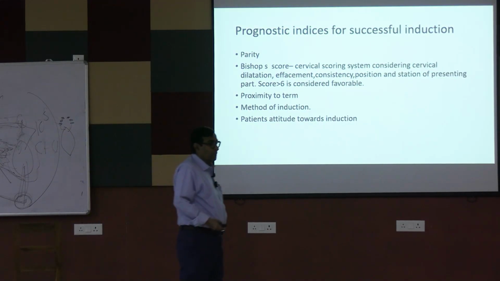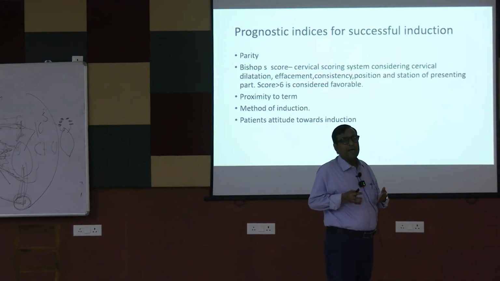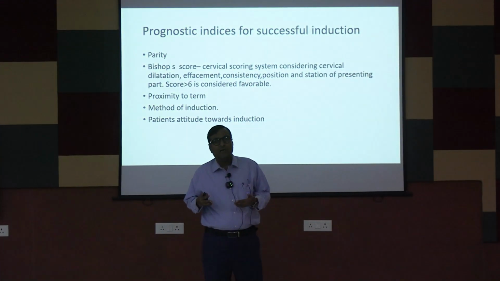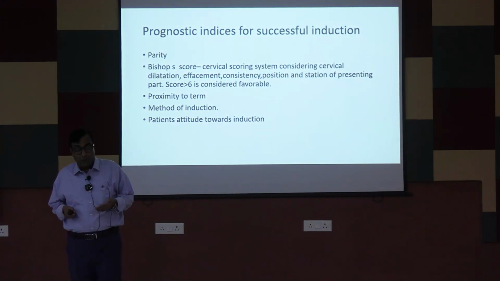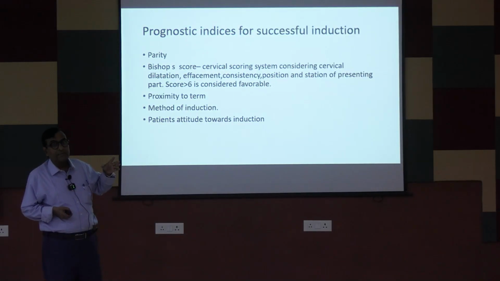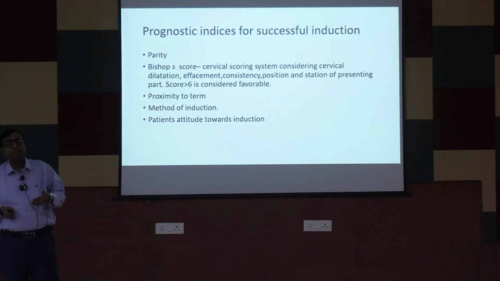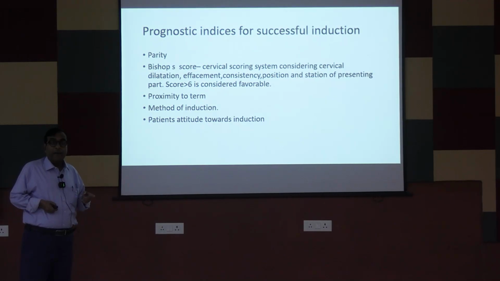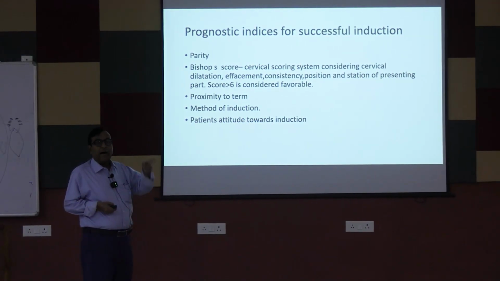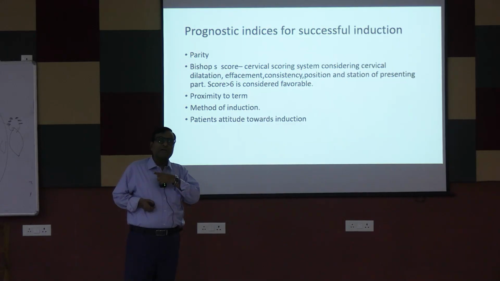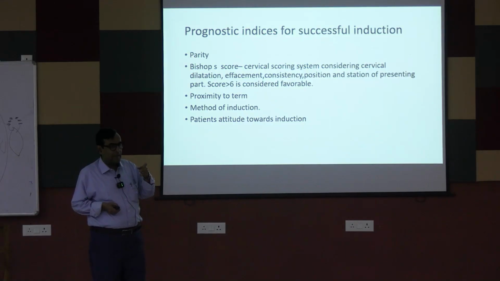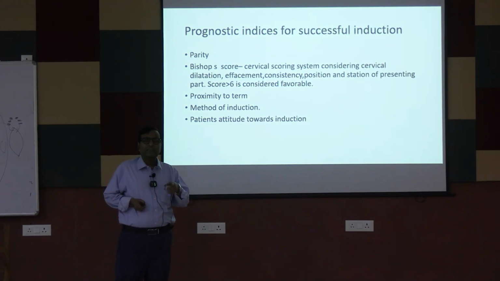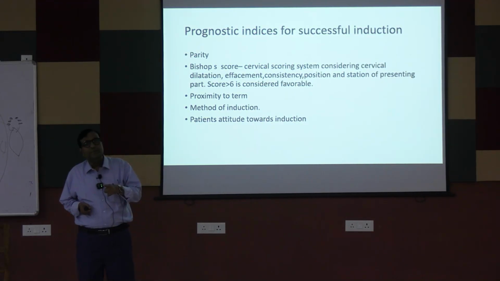Prognostic indexes. Before going for induction, you will have to assess the patient, whether the induction will be a success or failure. How will you judge? How will you assess? What are the points you have to consider before induction? Number 1, parity. Higher parity has a much better success rate than lower parity. That is, the chance of successful induction is less in a primigravida than in a second or third gravida. So parity is important.